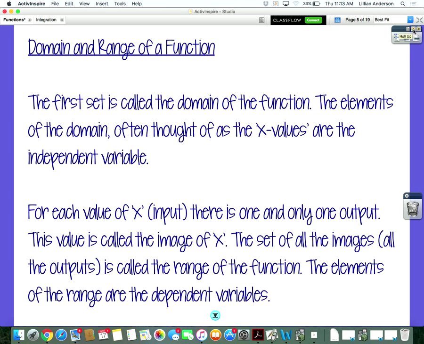Okay. Here we go. Domain and range. We dealt with domain already when we were talking about composite functions and things like that. And we're going to go a little bit into range. You guys also did this back in your Algebra 1, Algebra 2 days. But, of course, the first set is called the domain of the function. So that means your x values. Okay? Those make up your domain. X values are also thought of as your independent variable. Okay?